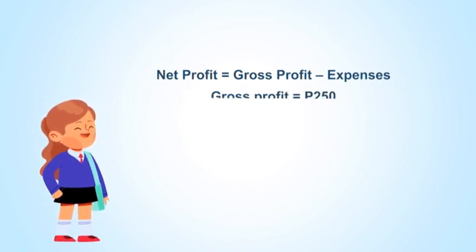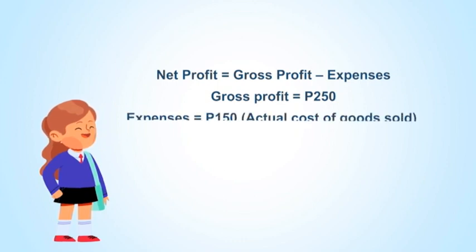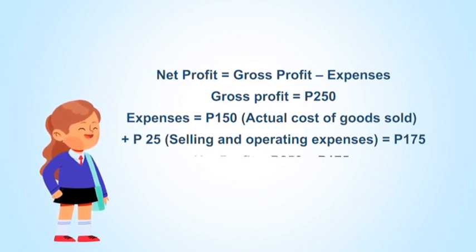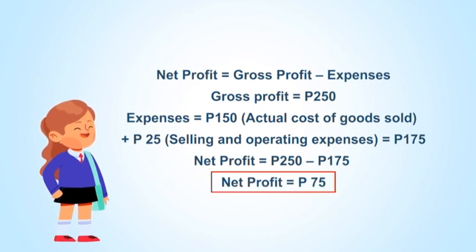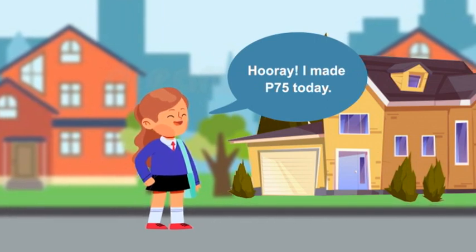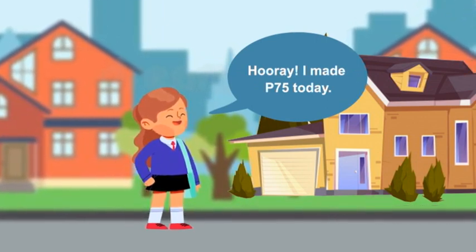So gross profit equals 250 pesos, expenses equals 150 pesos, or actual cost of goods sold, plus 25 pesos, or the selling and operating expenses, equals 175 pesos. Net profit equals 250 pesos minus 175 pesos. So the net profit is equal to 75 pesos. Therefore, Katrina's net profit is 75 pesos. That can also be considered as the owner's profit because she can do whatever she likes with the amount.